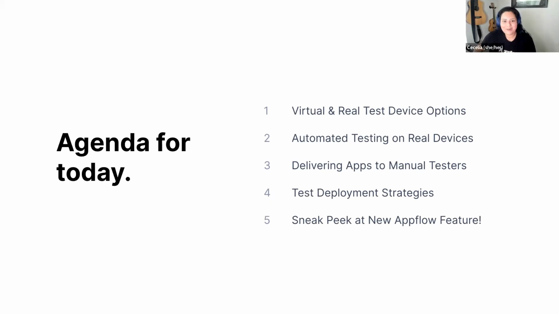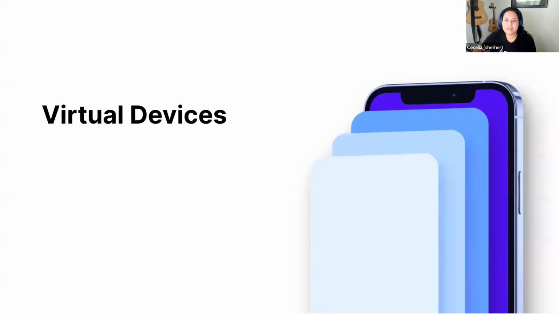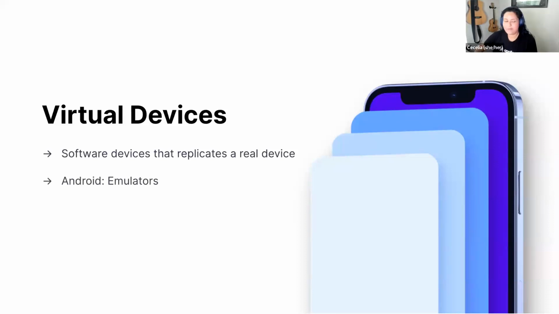All right, so there's a lot to cover, so let's go ahead and dig in, and we'll start with test devices. So with test devices, the first option that you have is virtual devices. Now, virtual devices are essentially a software device that replicates a real device, and it runs on your machine. For Android, we have emulators. And for iOS, we have simulators. So there are some small technical specifications that make an emulator different from a simulator, but ultimately they're both going to be a piece of software that you interact with as if it were a real device.